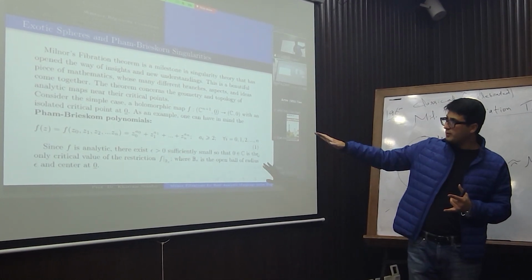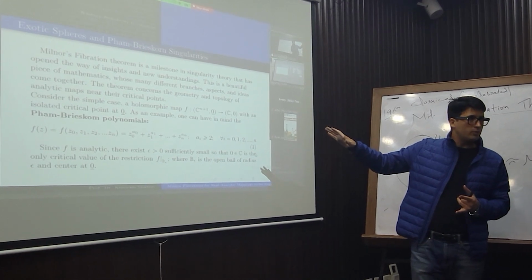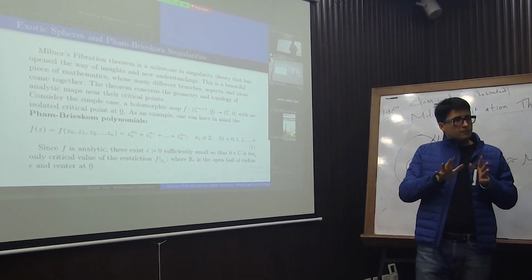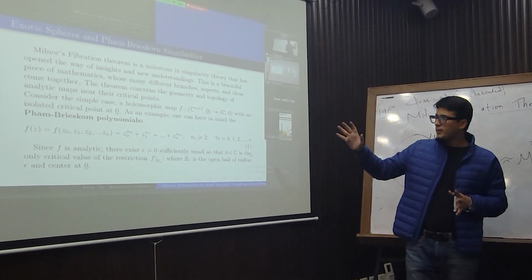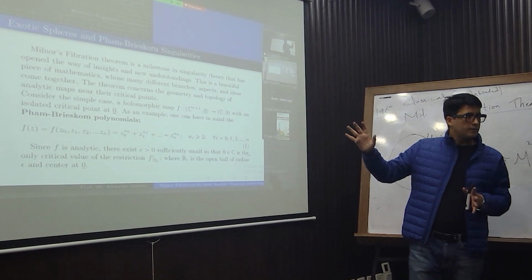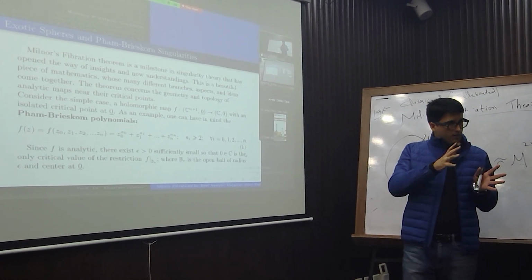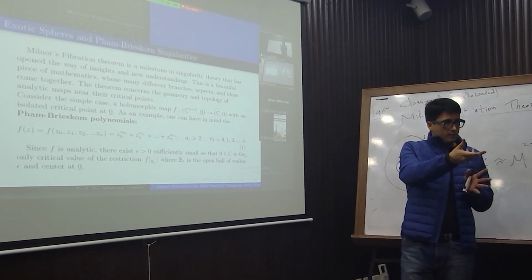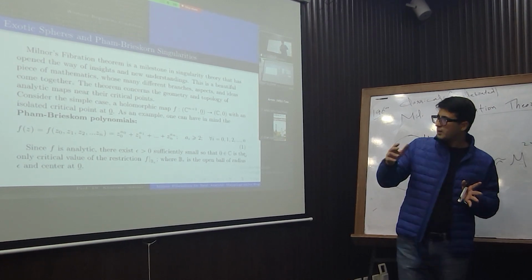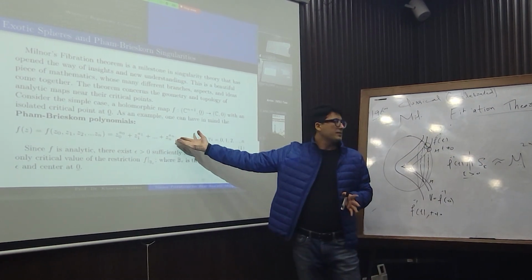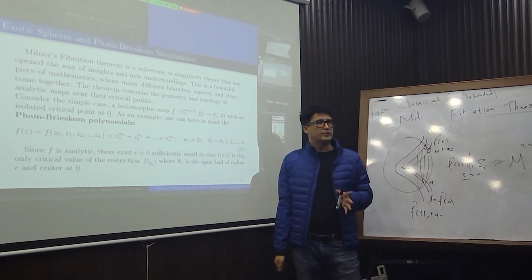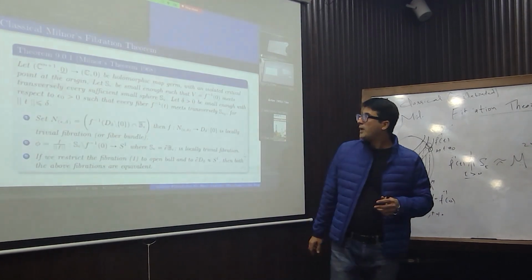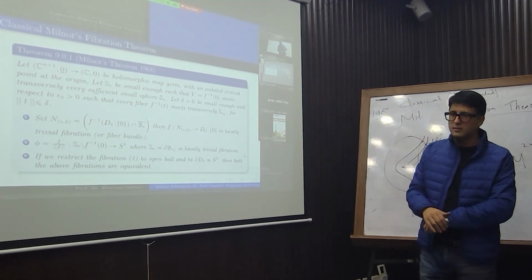But somehow this was a remarkable result by Brieskorn, which classifies the exotic spheres, right? All the exotic spheres, they are parallelizable. Parallelizable means they are fiber bundles. Right? They are coming from this polynomial. Next. And then of course this was the Milnor result.